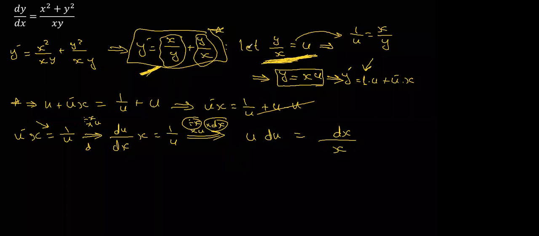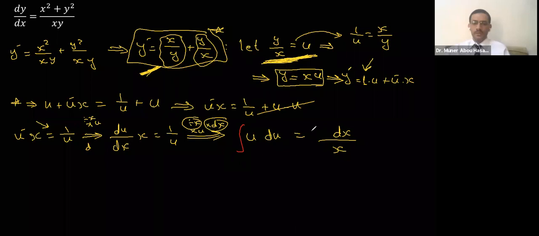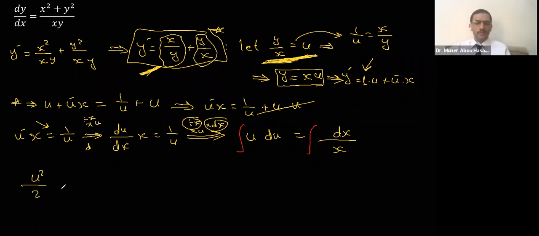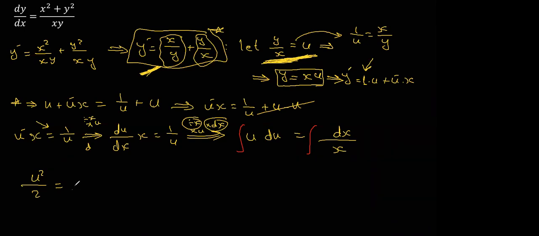Now I will integrate both sides. Yes. So here integral and here integral. Help me, please. What about the integral of u du? It will be u squared over 2. Great. And the integral of dx over x is? ln of the absolute value of x plus c.